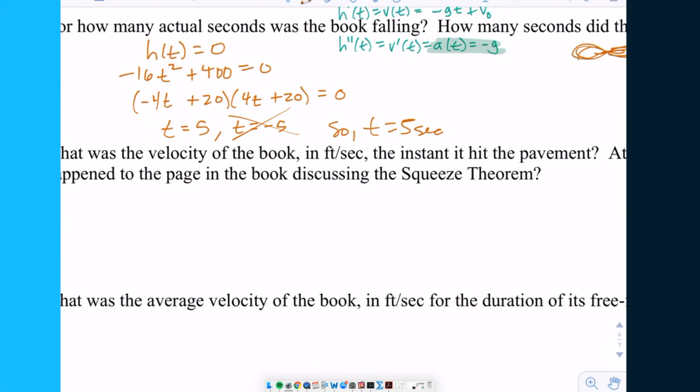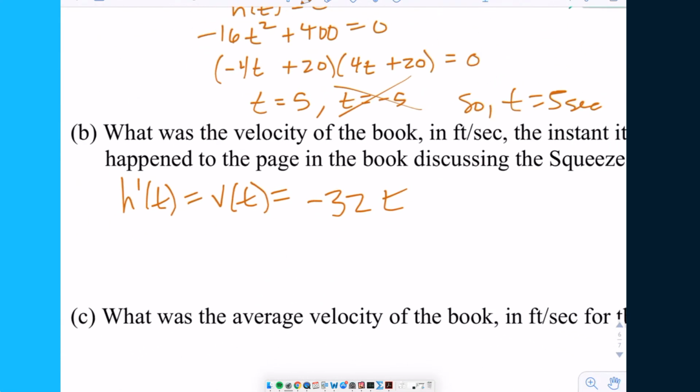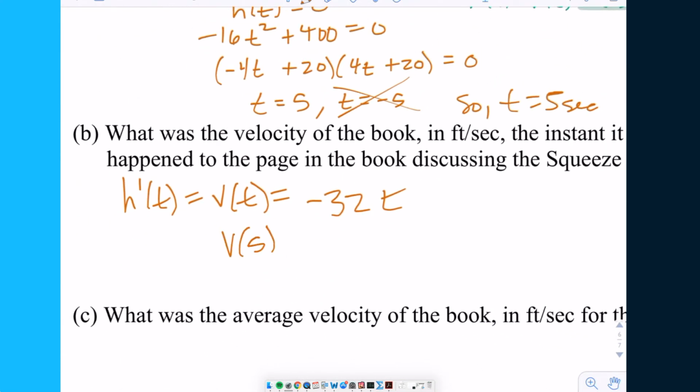Well, how are we going to do that? How long does it take to hit the pavement? 5 seconds. So we want to know its instantaneous velocity at 5. So I need an instantaneous velocity equation. Galileo couldn't get it, can we? Yes. So h prime of t is going to equal v of t, which now the derivative of negative 16t squared is just negative 32t plus what? Plus nothing. And so now we carefully plug in v of 5 equals negative 32 times 5, which gives us what? Negative 160.